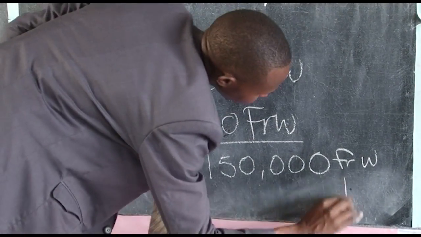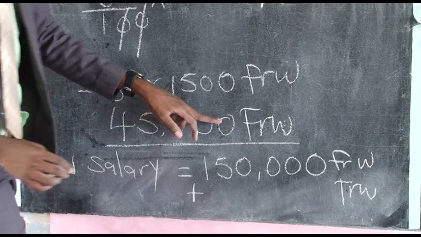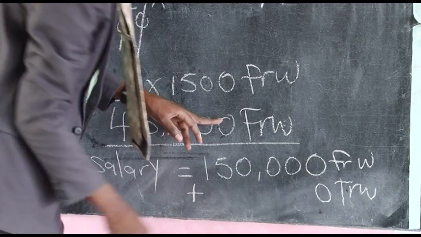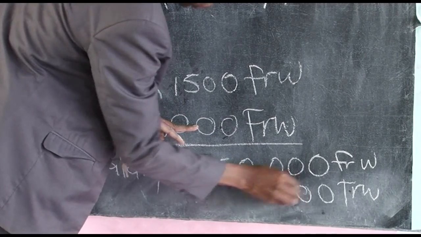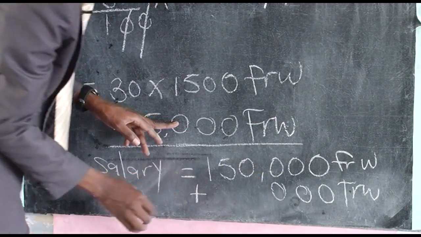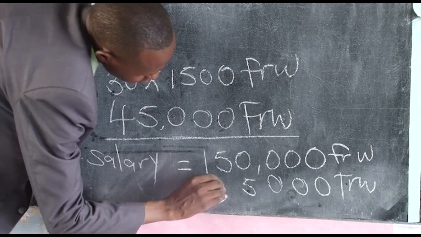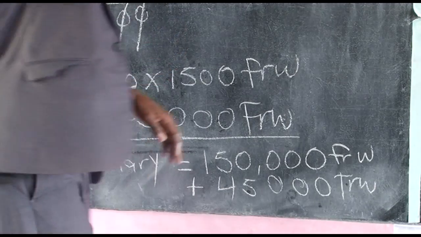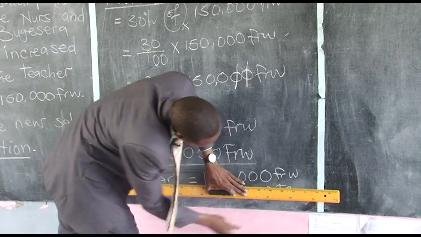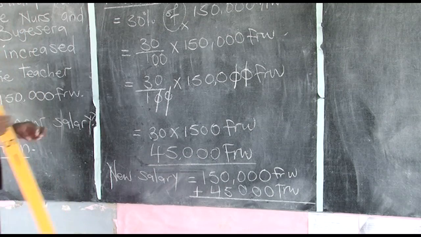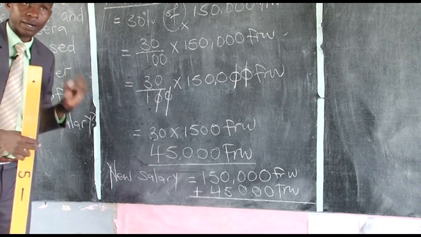Don't begin writing from this side. Come to the last digit. Put your units first. After putting your units, come to the last zero. Begin from the side of ones. Write your zero under that place value of ones. Come to the second zero. Write it here. Come to the next one. Write it here. Come to five. Write it here. Come to four. Write it here. After writing everything there, we work out. We are now going to add. And when we add, we are going to come out with the new salary that this teacher is earning currently.